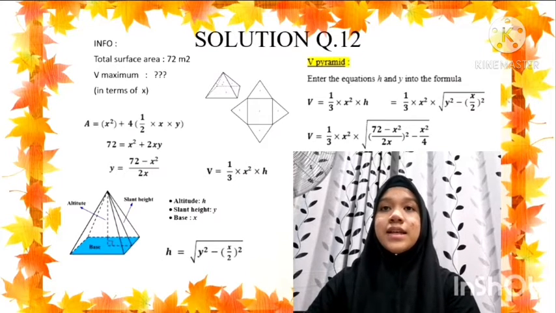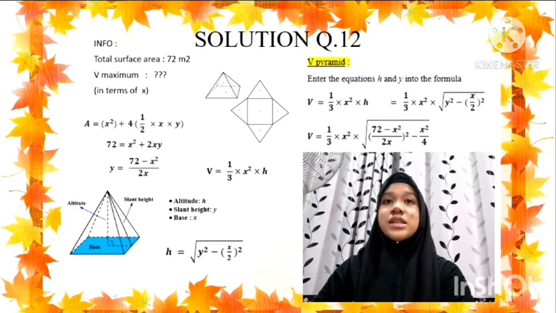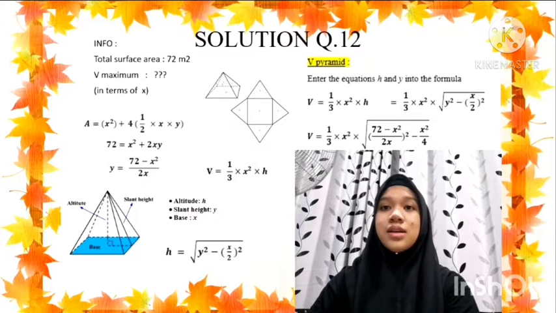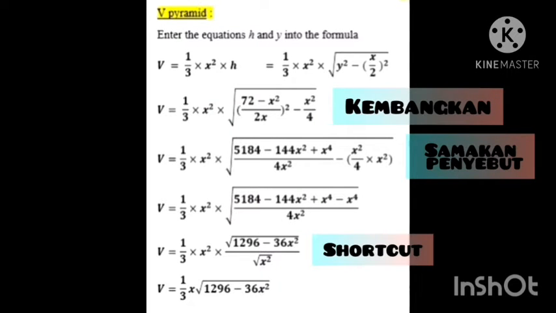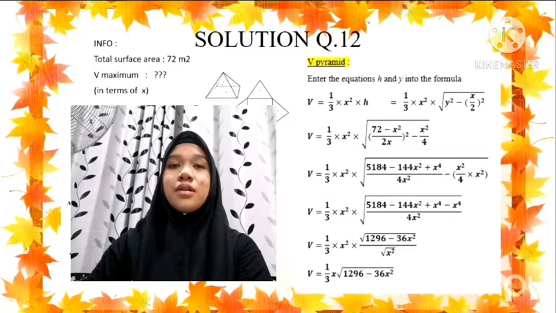Okay, nilai yang kita dapat ni tadi, kita masukkan balik dalam formula. Jadi V sama dengan 1/3 darab x kuasa 2 darab punca kuasa 72 tolak x kuasa 2 per 2x, kuasa 2, tolak dengan x kuasa 2 per 4. Jadi dalam sebutan V ni semuanya x. Maksudnya kita dah boleh selesaikan satu persatu tanpa melakukan sebarang kecuaian. Okey, kita dah siap semua sekali. Tapi kita tak boleh tinggal macam ni je.